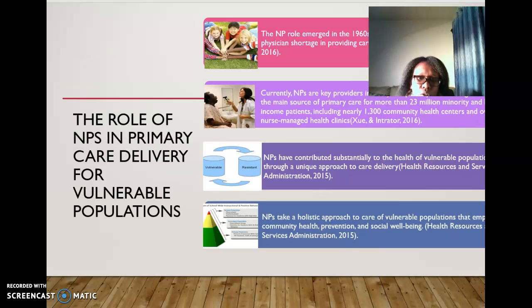I also thought I should add the role of NP in primary care delivery for vulnerable population. Nurse practitioner role emerged in 1960 in large part to address the projected physician shortage in providing care for vulnerable children. Currently, NPs are the key providers in primary care settings, as they serve as the main source of primary care for more than 23 million minority and low-income patients, including nearly 1,300 community centers and over 250 nurse-managed healthcare clinics. NPs have contributed constantly to the health of vulnerable population through a unique approach to care delivery.